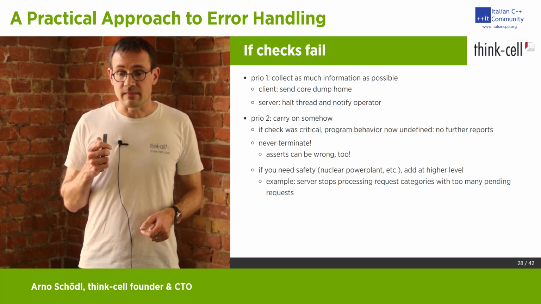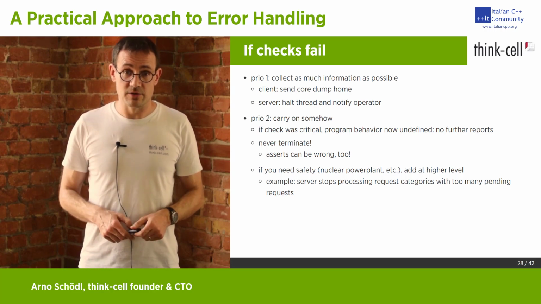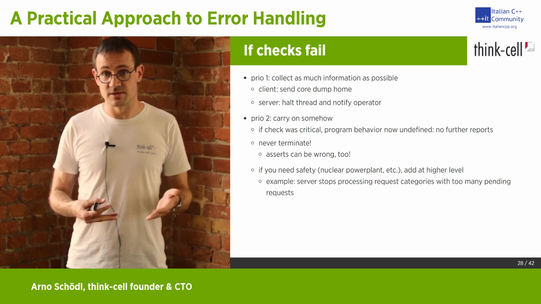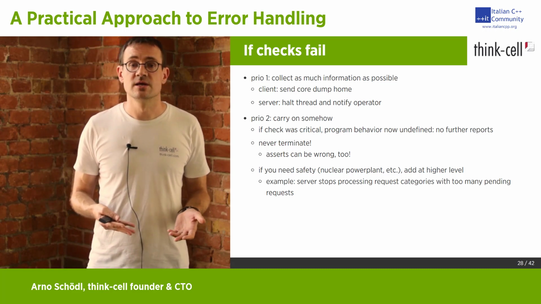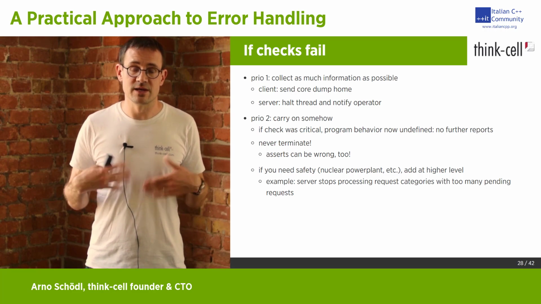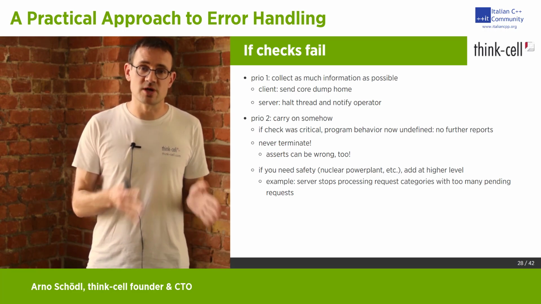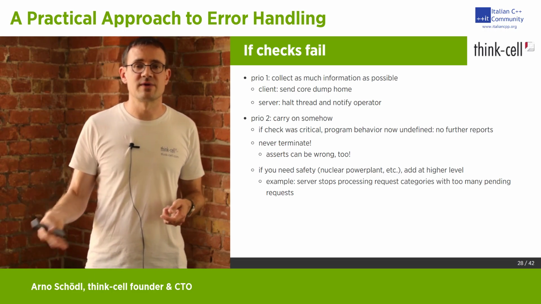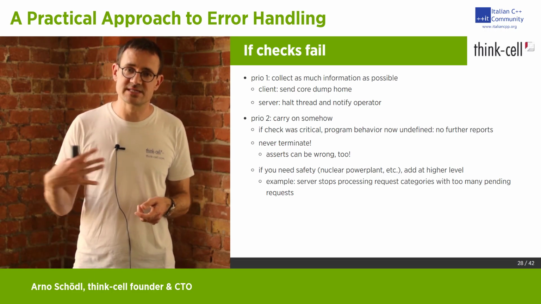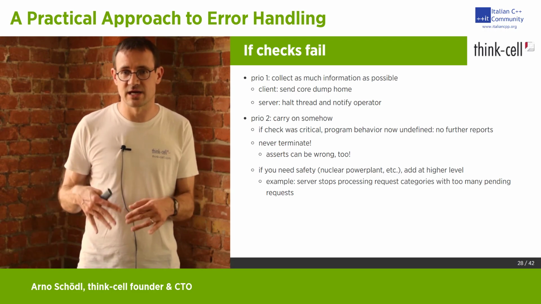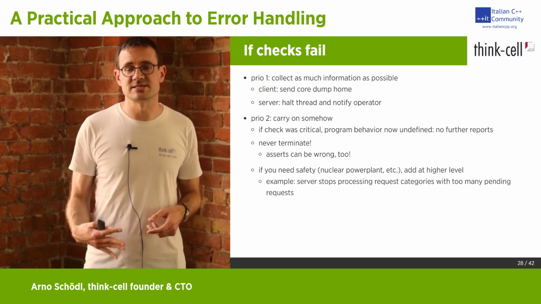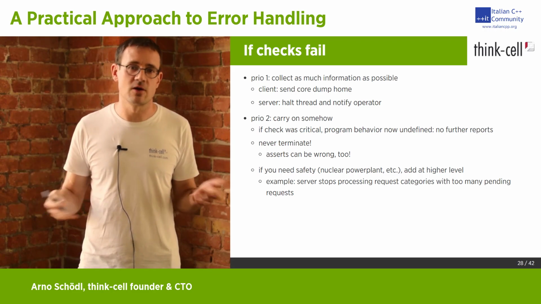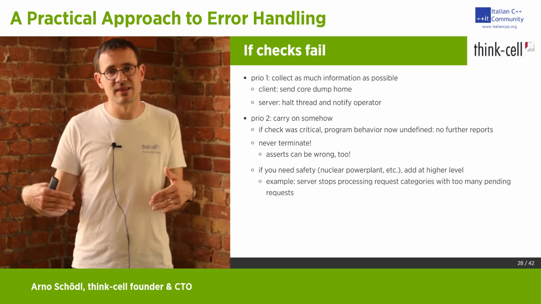Now, one example we had actually in our code is that when the server, I said that the thread is actually stopped, is actually halted when we run into an assertion. And we actually stop processing requests of a certain type if there are too many outstanding threads of that type. So if basically all these threads got stuck somehow of this kind of request type, we just stop processing this request type so it doesn't pull down the whole server. And at some point we have only threads that are all halted. But this is a different level.